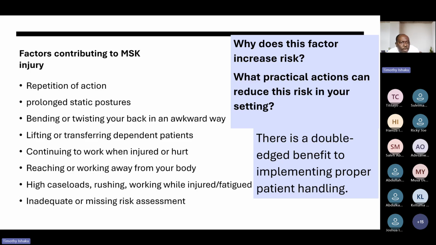The next bit is talking about lifting or transferring dependent patients. And by dependent patient, we mean the patient is doing less and you are doing more. So that is the definition, where the patient depends on you. It means a high load, and it might increase your risk of injury. When a patient is relying on you, it increases the amount of load or the weight that you pull or push or whatever maneuver you're going to do.